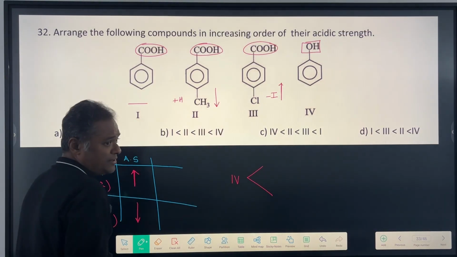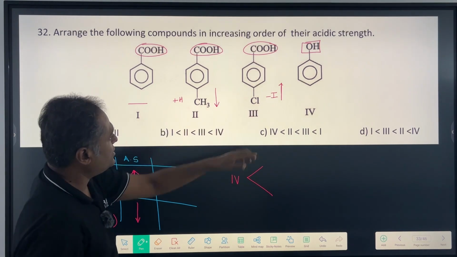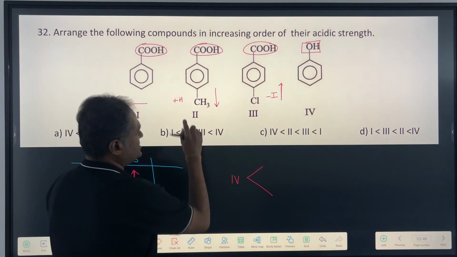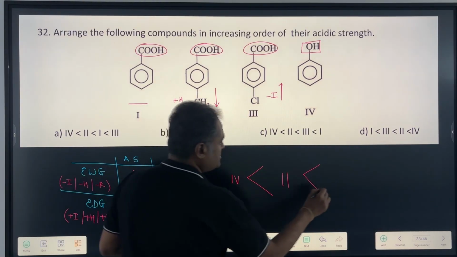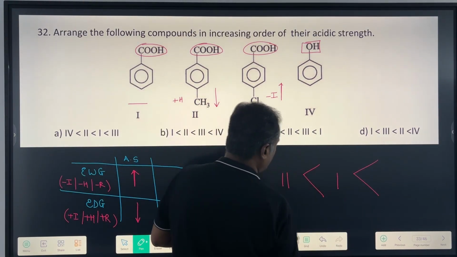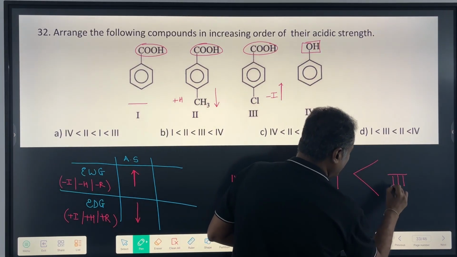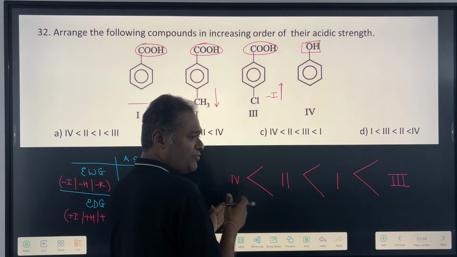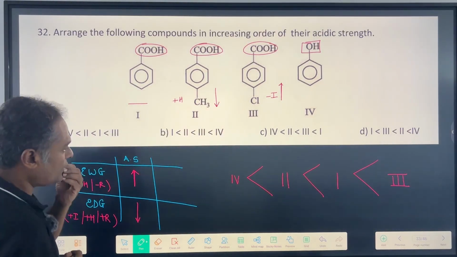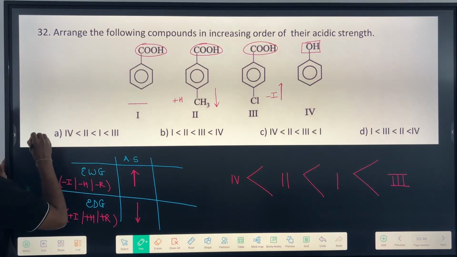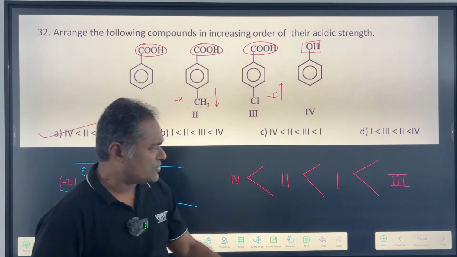So ideally, who should now come in the list? After 4, the minimum will be this, which is second. After that you should have first, and the most acidic would be the third one. This is increasing order, from low to high, and as per our options what you can see is 4, 2, 1 and 3. So your correct answer is A. I hope this is clear to you, child. Let's proceed with the next question.